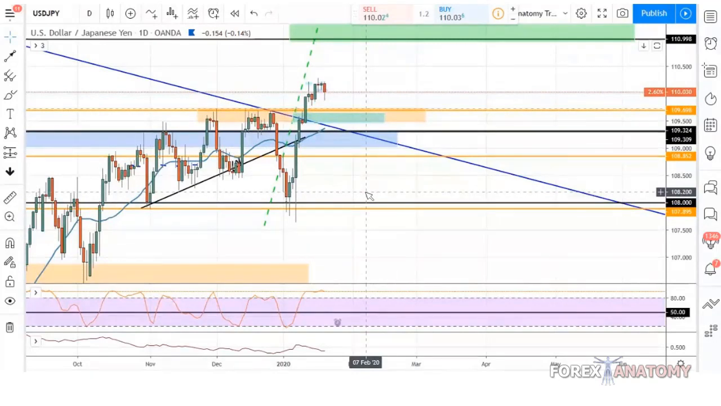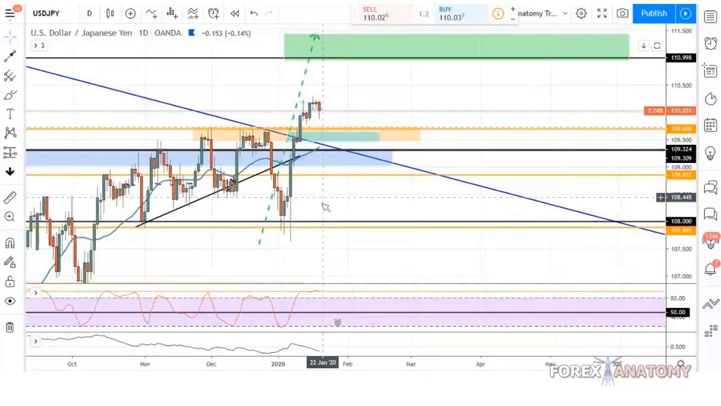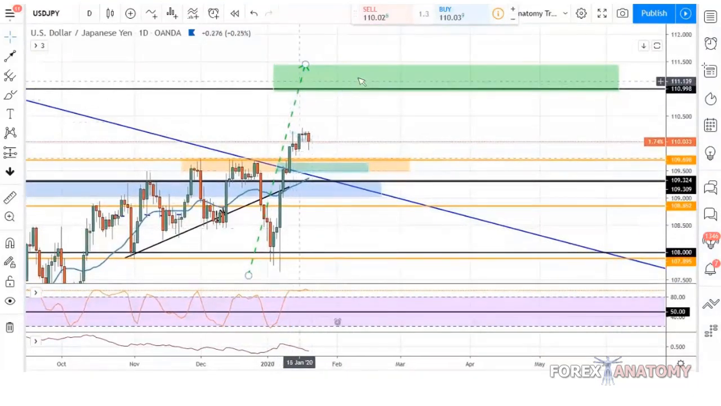Okay, so right now we're looking at the US dollar Japanese yen, and we're currently looking at the daily time frame. And I don't know if you had the chance to look at last week's Technical Tuesday session. We sort of made a prediction that there's a strong likelihood for us to see price expand higher all the way up into this zone or area right here.